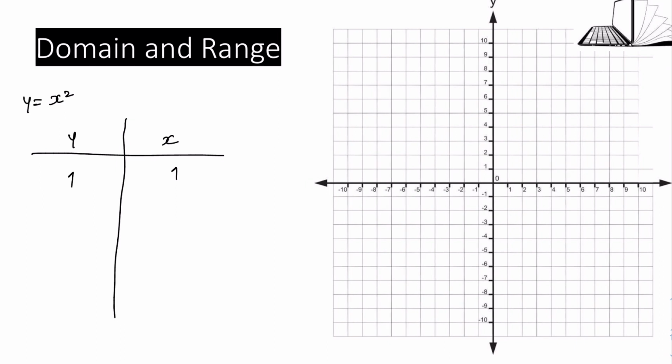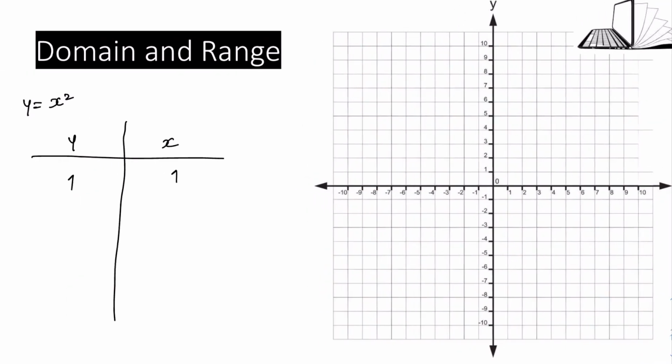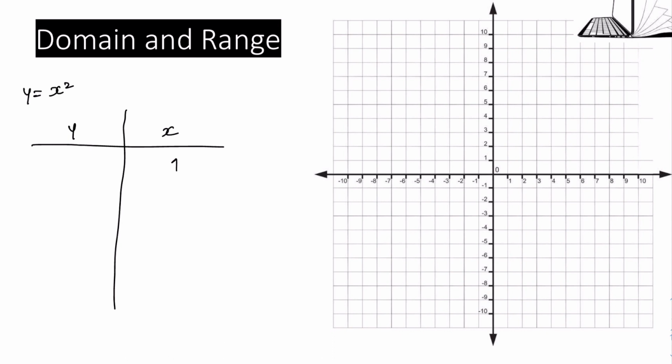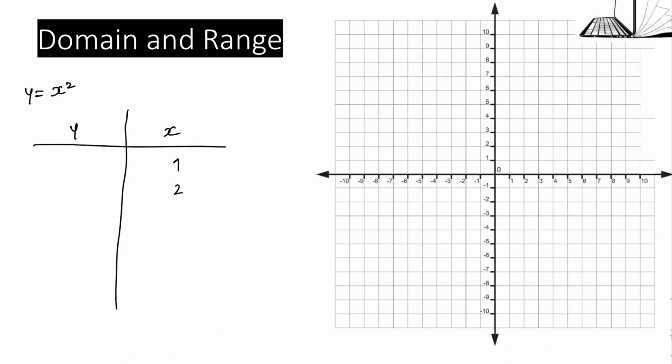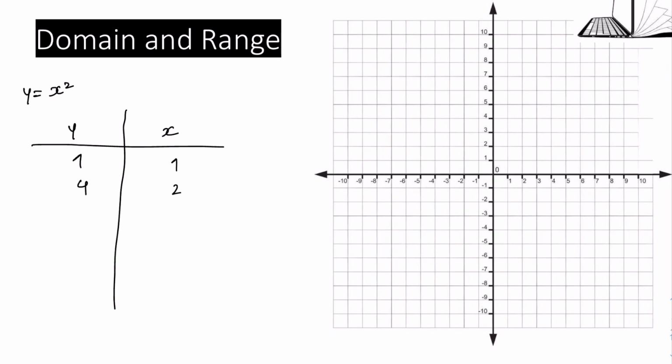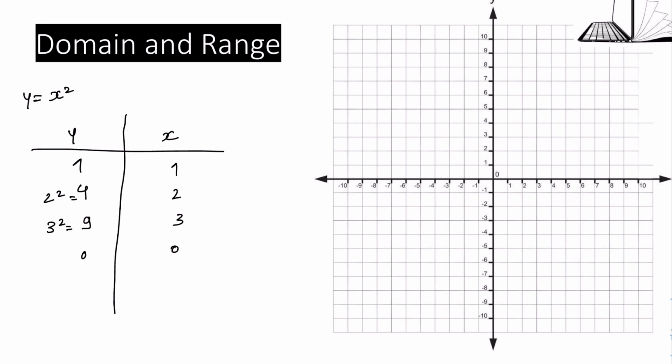If I replace x by 2, then y is going to be 4, because y equals 2 to the power 2, which equals 4. If I replace the x by 3, the y is going to be 9, because 3 to the power 2 equals 9. If I put x equals 0, the y is going to be equal also to 0. So let's draw this function.